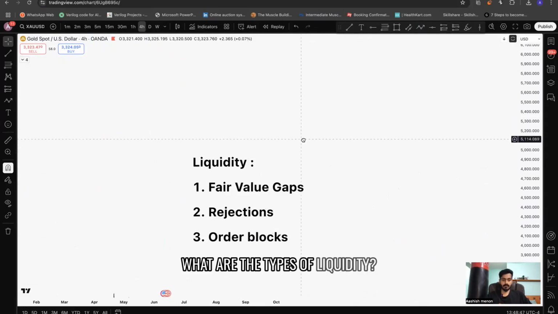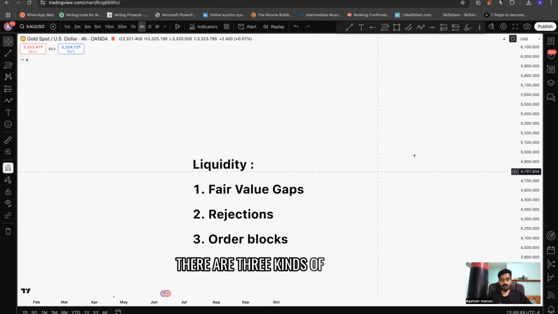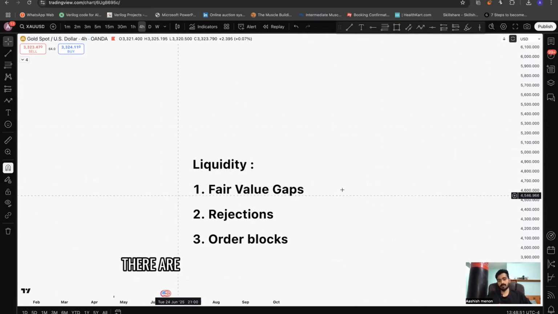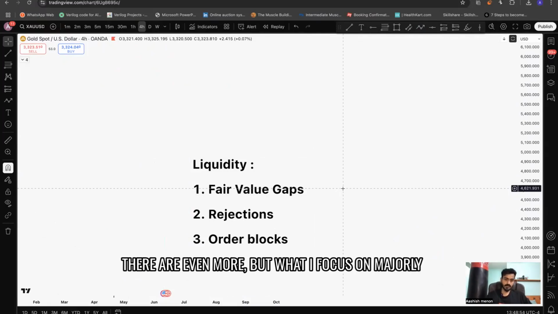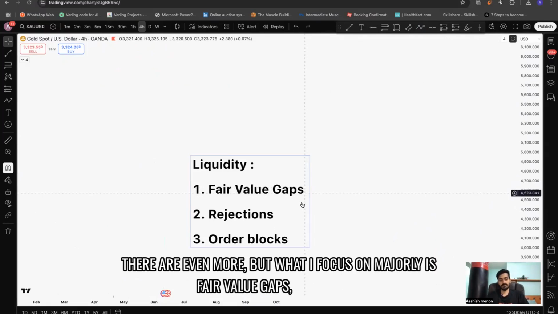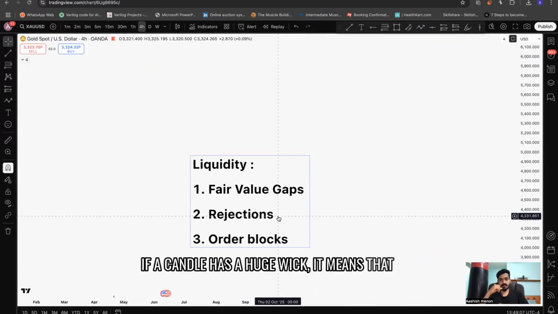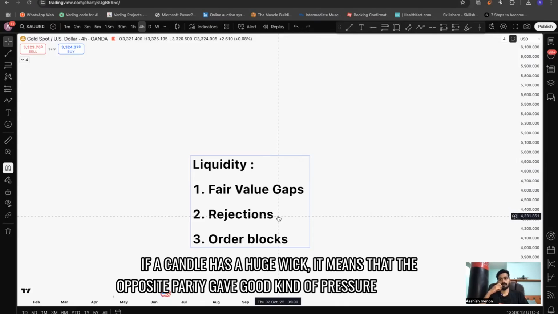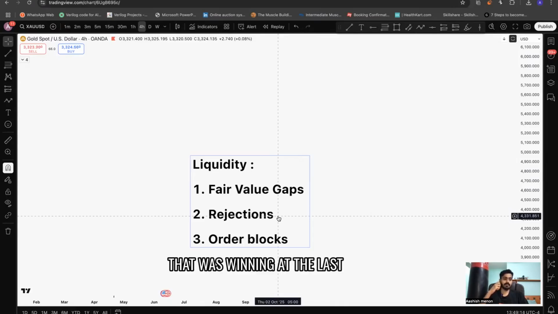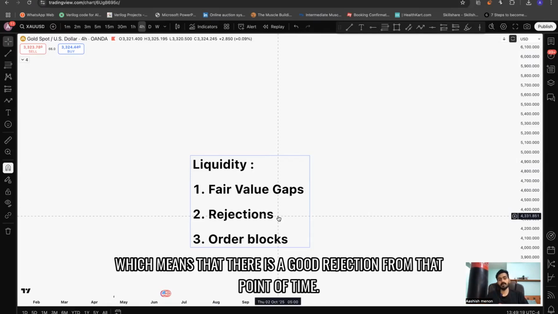Now, what are the types of liquidity? There are three kinds of liquidity. There are even more, but what I focus on majorly is fair value gaps and rejections. Rejections basically means huge candles. If a candle has a huge wick, it means that the opposite party gave good pressure to the one that was winning at the last minute, which means there is a good rejection from that point of time.